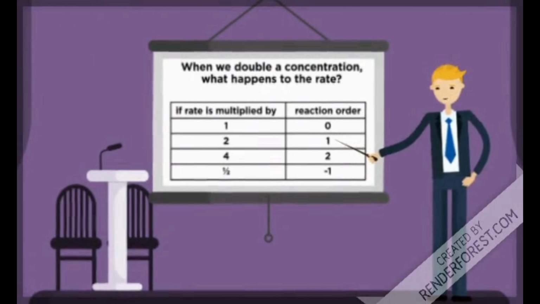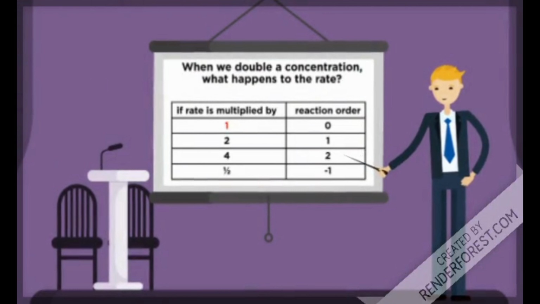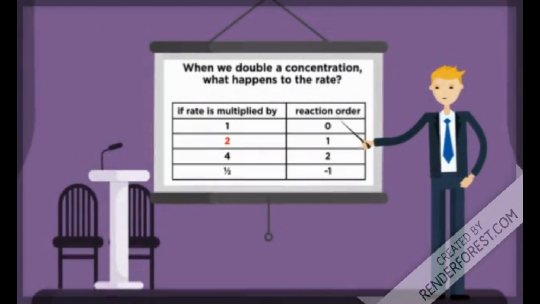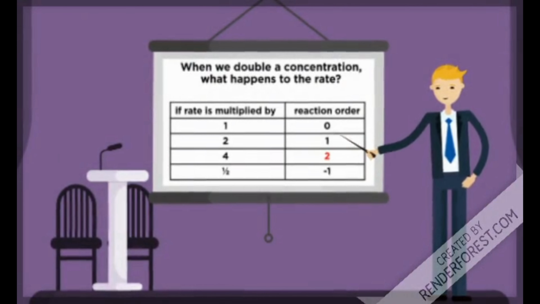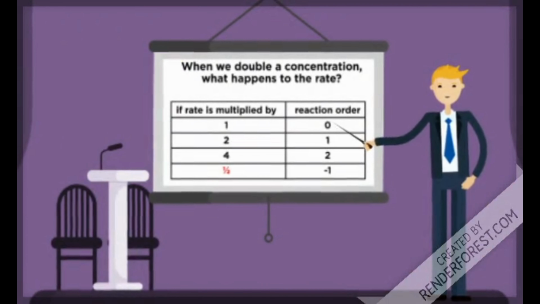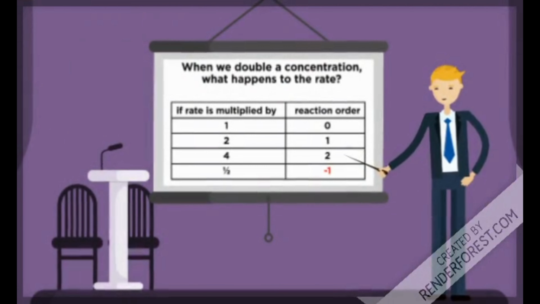If we double our concentration, the impact on the rate tells us the order with respect to that substance. If the rate does not change, it's zero order. If it doubles, it's first order. If it quadruples, then it's second order, and if it's cut in half, then it's an order of -1.